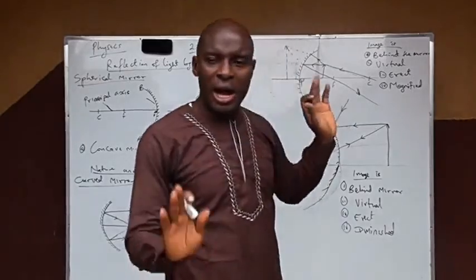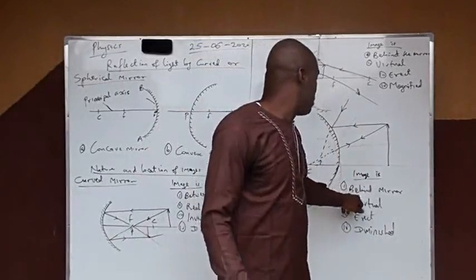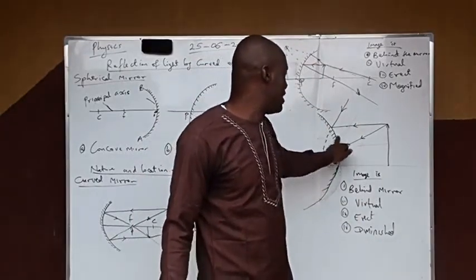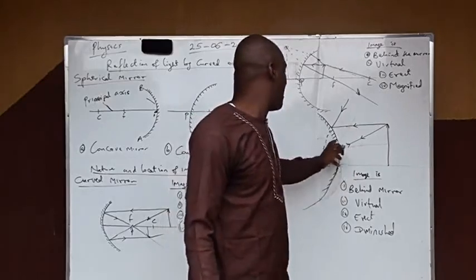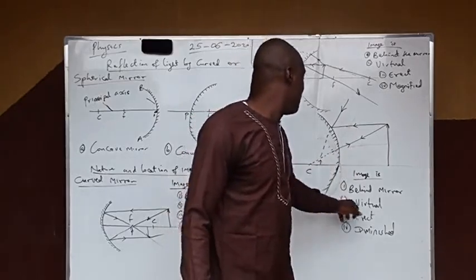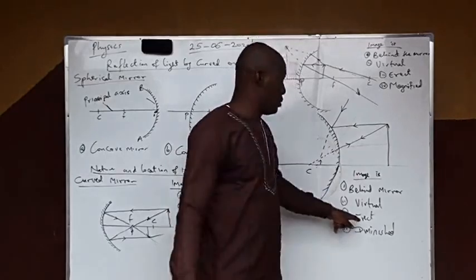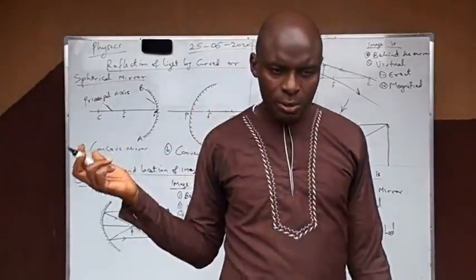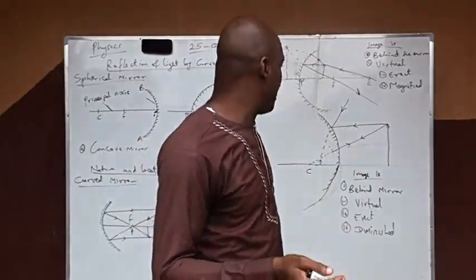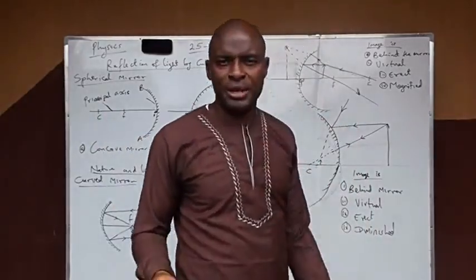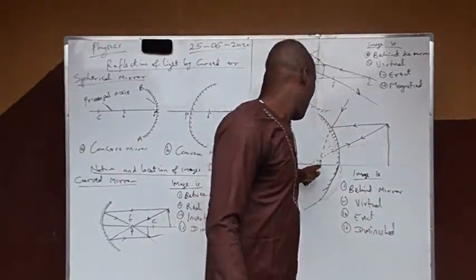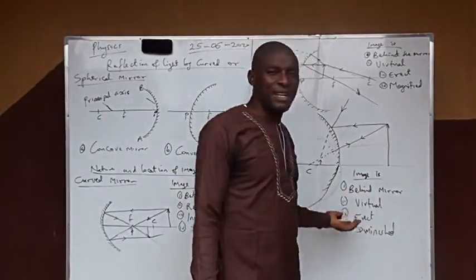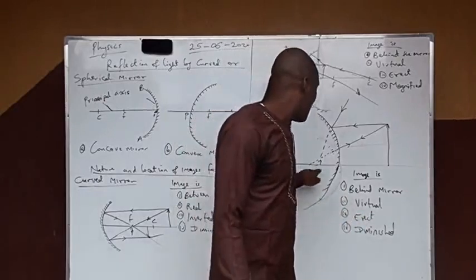So in any case, the image must be behind the mirror. You can see it's behind the mirror. Remember, this is the reflecting surface of this mirror. It's virtual. I have told you what virtual and real images are in our previous class. A real image is the one that can be caught on a screen, while a virtual image is the one that cannot be caught on a screen, although it is visible to the eye.